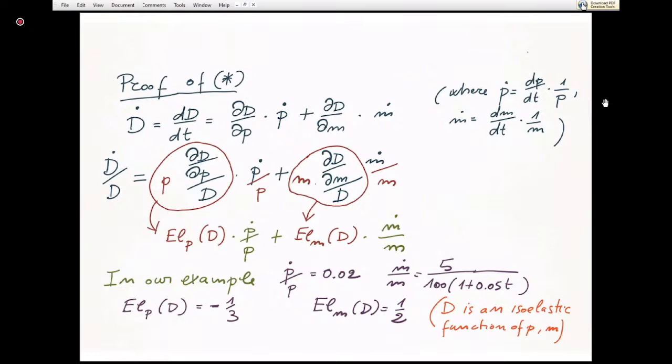Okay, this is the proof of this. We know that the time derivative is the partial derivative of d with respect to p times p dot, the time derivative of the price, plus the partial derivative of d with respect to m times m dot. Okay.